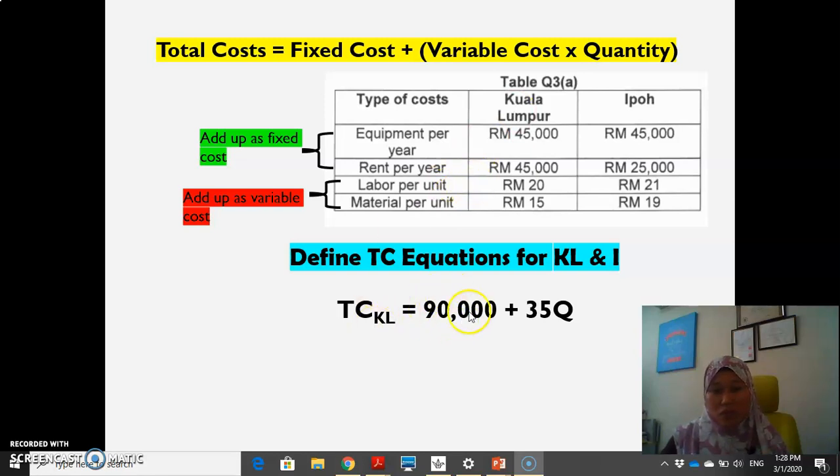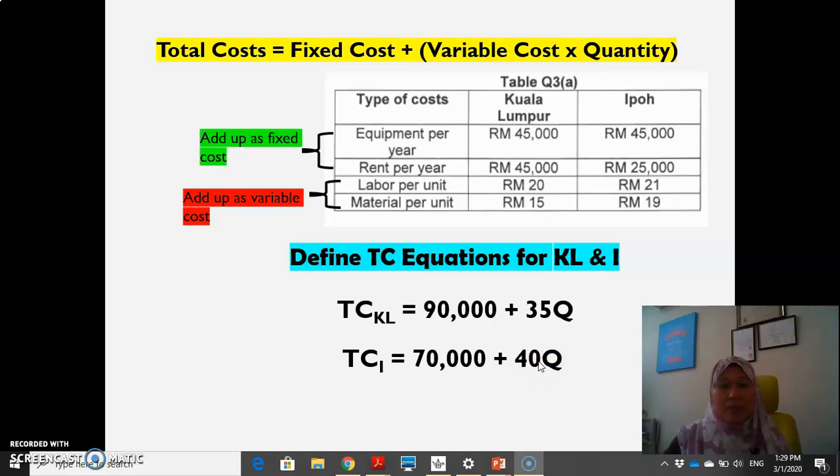The fixed cost here, this 90,000, comes from 45,000 plus 45,000, and for the variable cost, we add up the 20 plus 15, so we get 35Q. Then we go for the TC for Ipoh. I put I here. Again, the fixed cost is 45,000 plus 25,000, which is 70,000, and for the variable cost, it's 21 plus 19, so you get 40.